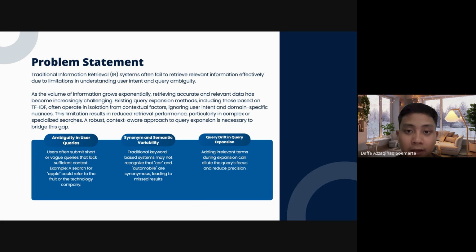And then the last problem is query drift in query expansion. When we add irrelevant terms during expansion, this can dilute the query's focus and reduce the precision of the information retrieval. These three main problems are the most common problems happening during information retrieval by users. Next, we will go to the objectives, presented by Rizky.